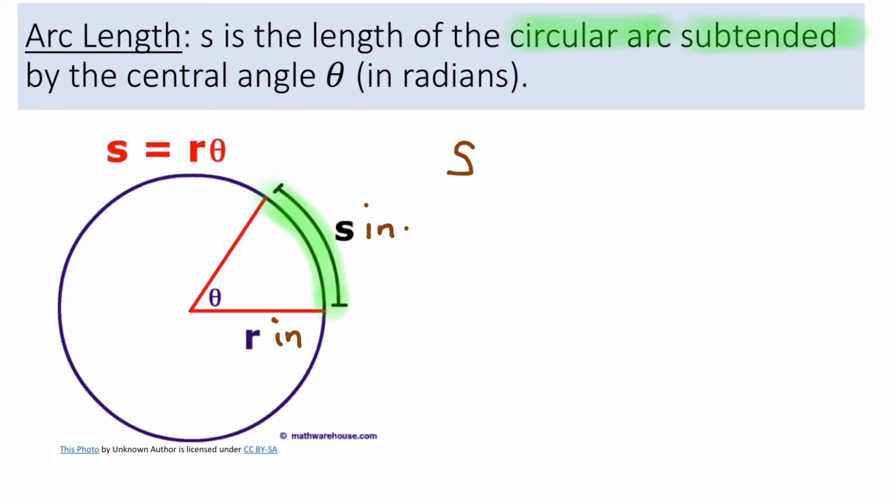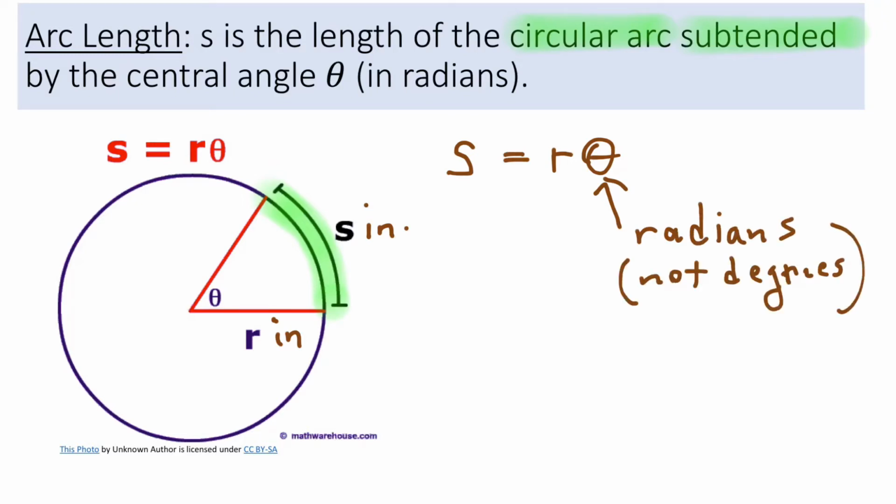So we have this formula that says the arc length S is equal to R times the angle theta, where theta here is in radians, not degrees. So if you're given your angle in degrees, you're going to have to convert it into radians by multiplying it by pi over 180. So we're going to do some problems like this now.